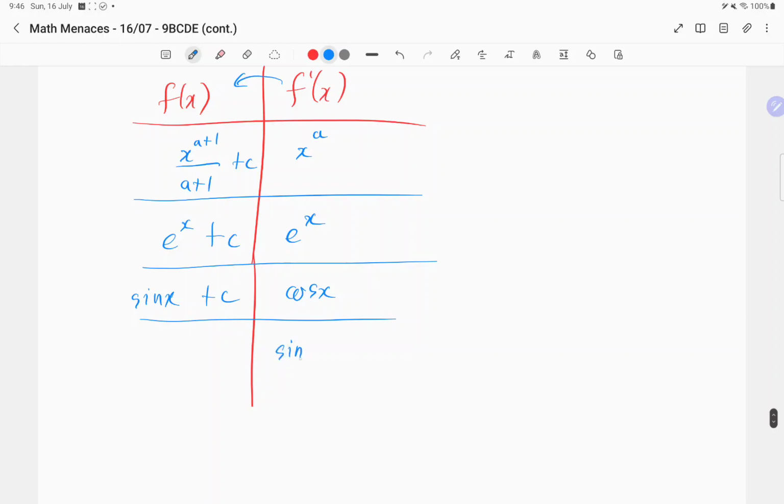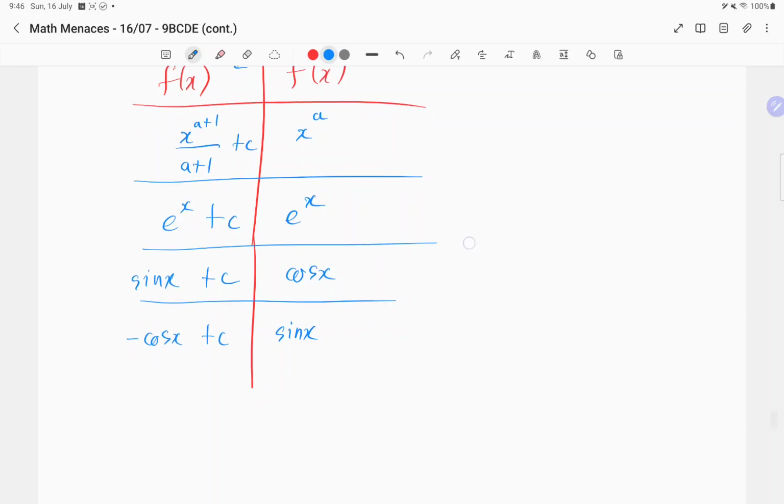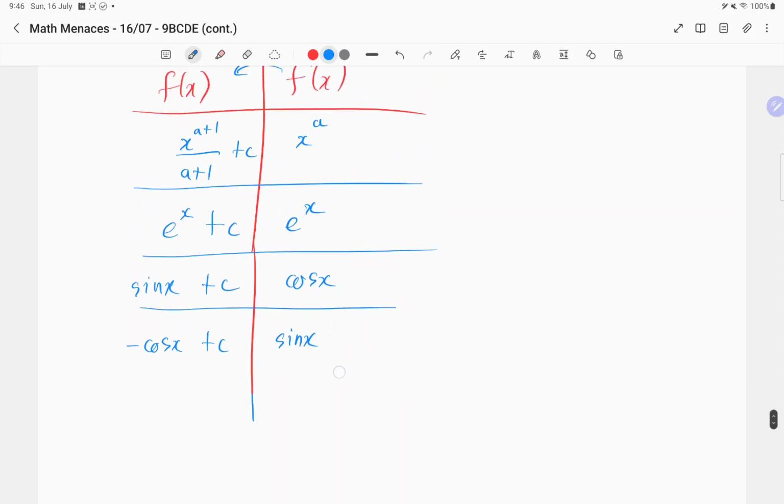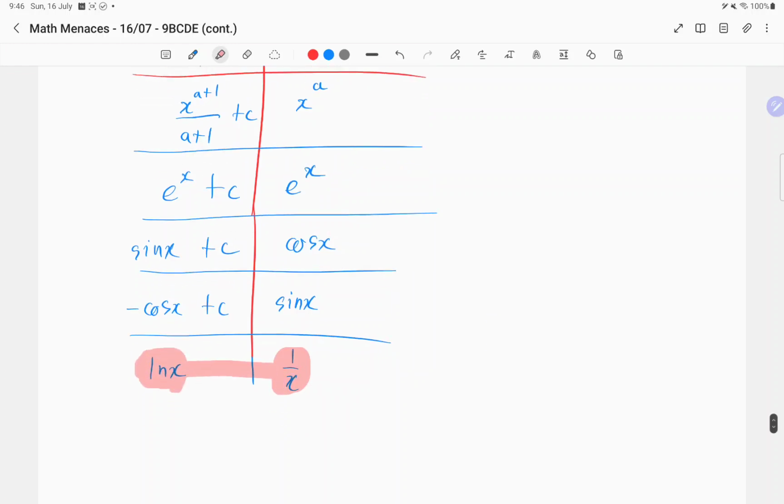And then how about sine x? When you antiderive sine x, what do we get? Negative cos x plus c. Okay, so these are the main rules, and then we get to ln x, where the antiderivative is 1 over x. And this is the trickiest part, I think, in terms of all the rules, because one of them has a weird function ln x, and the other one is just 1 over x.